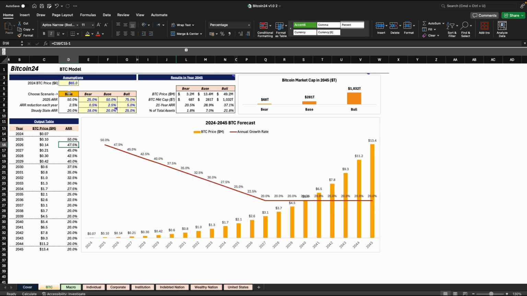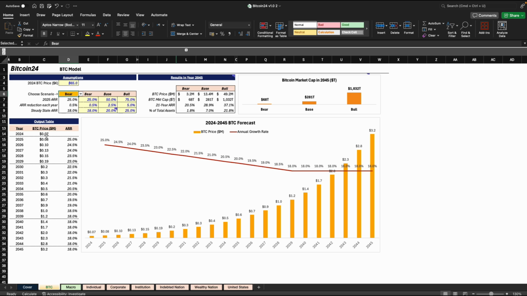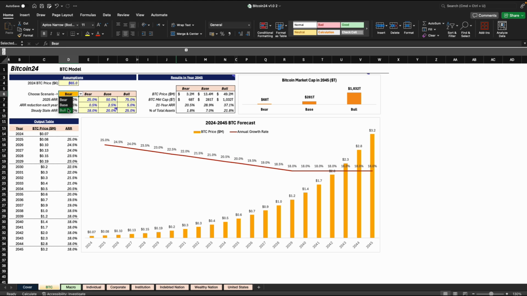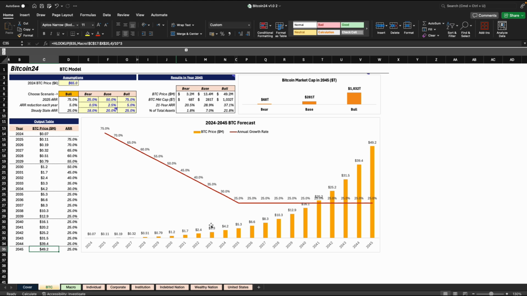Now, how to work with this model? If you downloaded it, if you want to look at the output of every scenario, you just change here to, for example, bear case, and the outcome will also change, of course. We will have, by 2045, $3.2 million per Bitcoin. You can also look at this data on this chart if you prefer looking at charts. Same thing. You can also change it to Saylor's bull case, and we will have a whopping $40.2 million in 2045. So this is how you work with it.